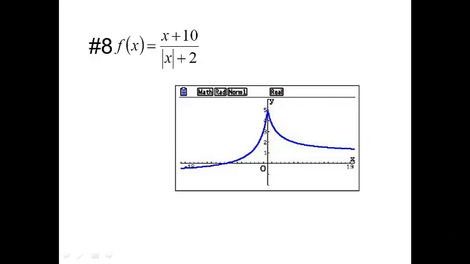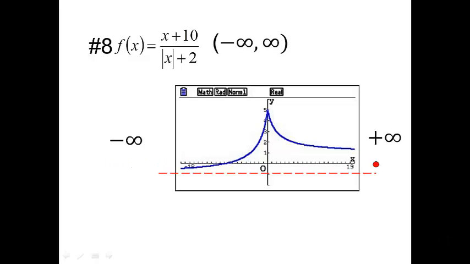Alright, this one's kind of unusual, but the domain is from negative infinity to positive infinity, and then you get a horizontal asymptote at negative 1 and another one at positive 1.